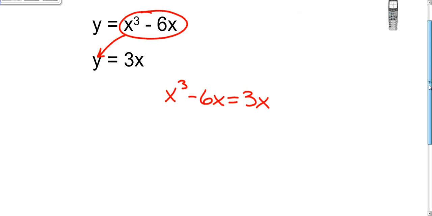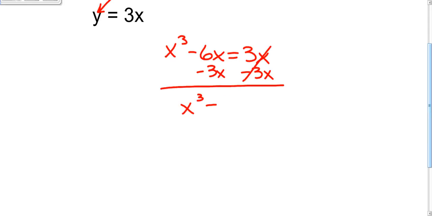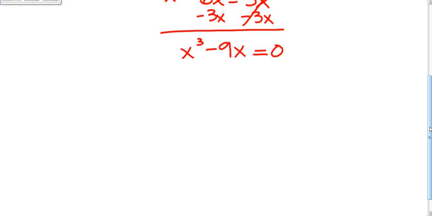Okay? Of course, what you want to do next then is get everything onto one side of the equation so that you can simplify this. So I am going to subtract 3x and I will have x cubed minus 9x equals 0. Okay? At this point, what you want to do is try to factor what you can.